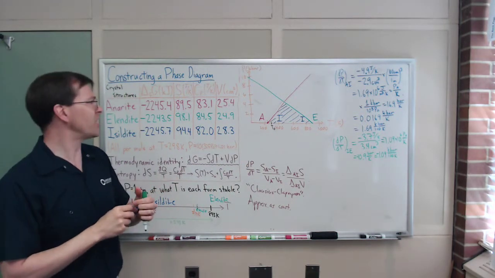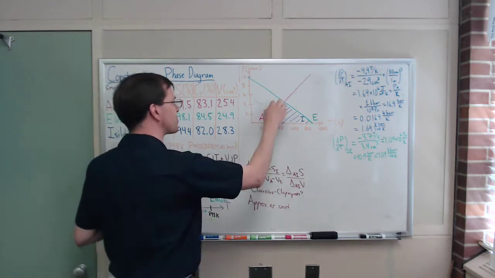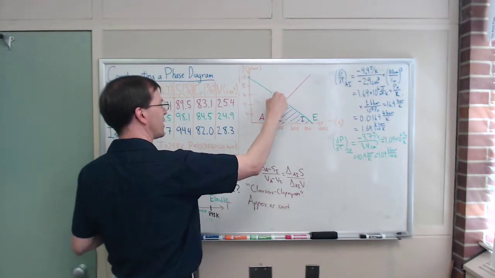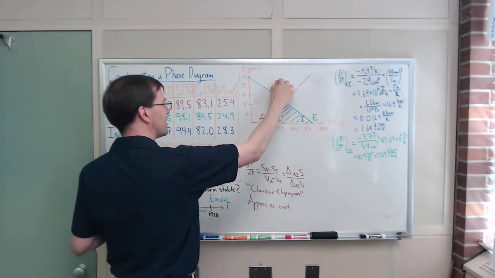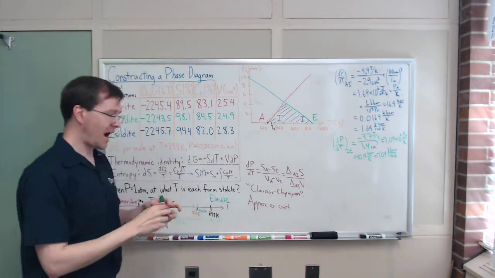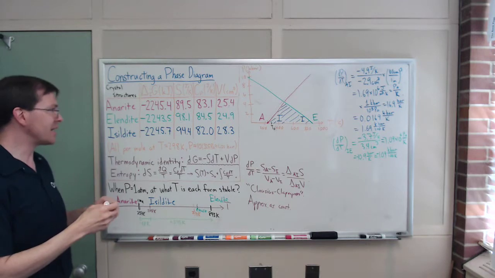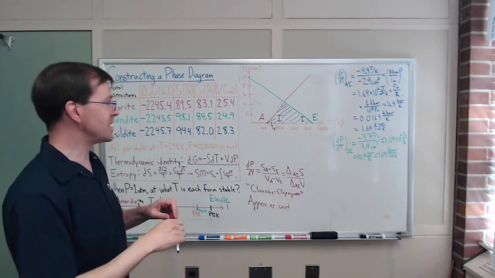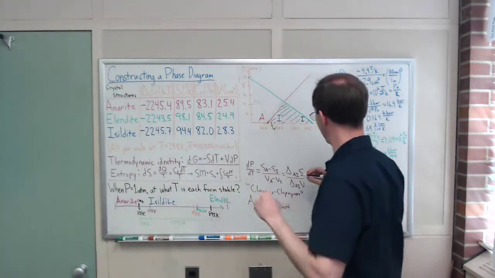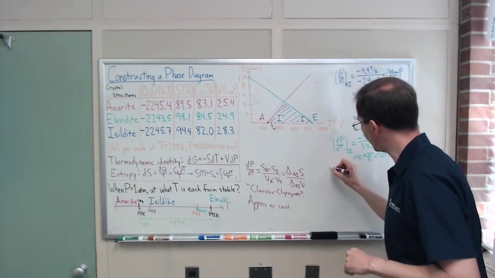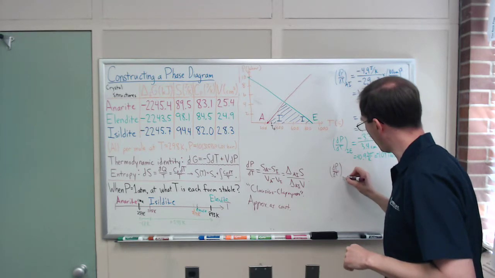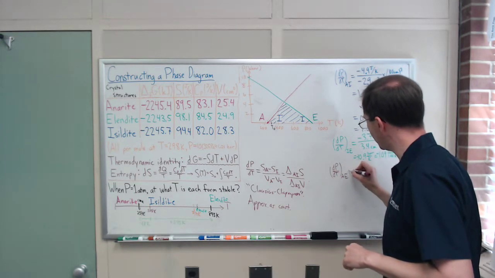But what about anorite and elendite? I know that iseldite is preferred over elendite down here, but not there. And yeah, so what's going on up here? I need one more calculation, don't I? I need that last calculation. I need to find my dP/dT for, well, two more, but yeah. I need to find that dP/dT for anorite and elendite.